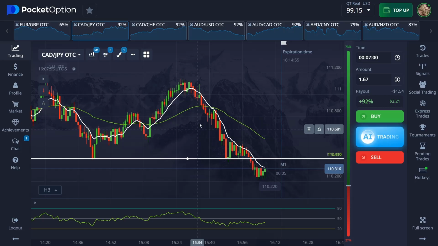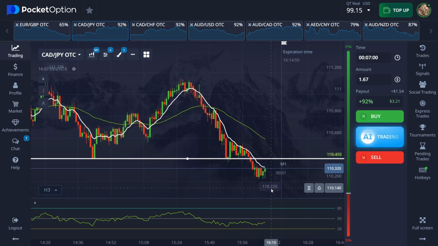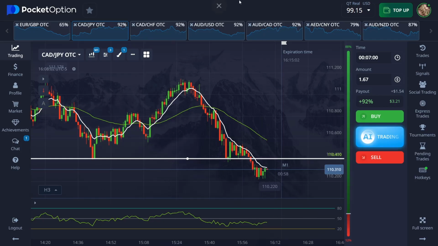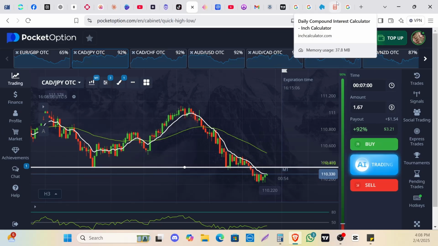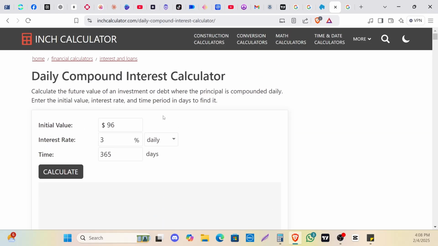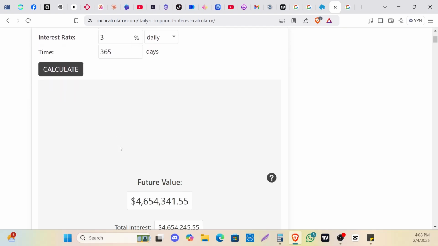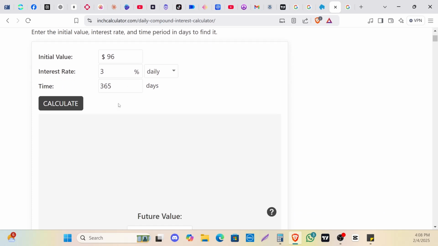My goal today was to make 3%, and I'm actually doing a challenge for the next 365 days. I believe that this is possible. Okay, I have my calculator right here. That's my profit target every day for the next 365 days.